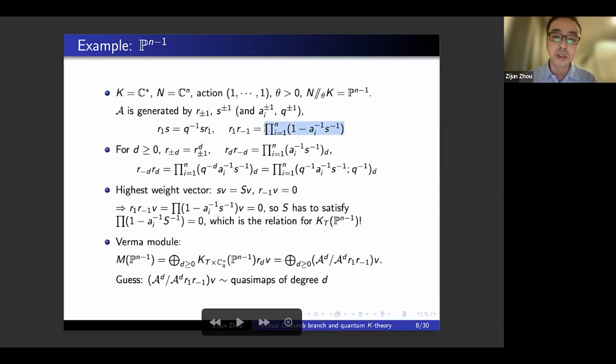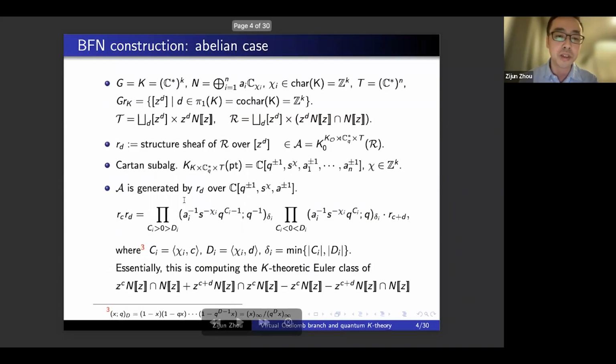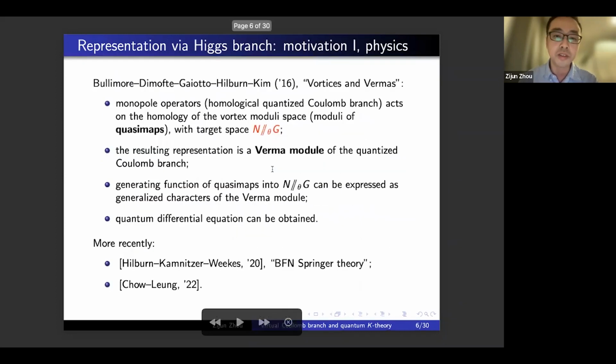And the crucial relation between this R1 and R negative 1 is like this. The right-hand side is a product of 1 minus a_i inverse S inverse. And R sub d is R sub 1 to the d. For this, you can just use these two relations to compute like this. So this Pochhammer symbol will show up. For this Coulomb branch, as we mentioned before, this S plus minus 1 belongs to the Cartan subalgebra. So it's in the zero grading of the Coulomb branch.